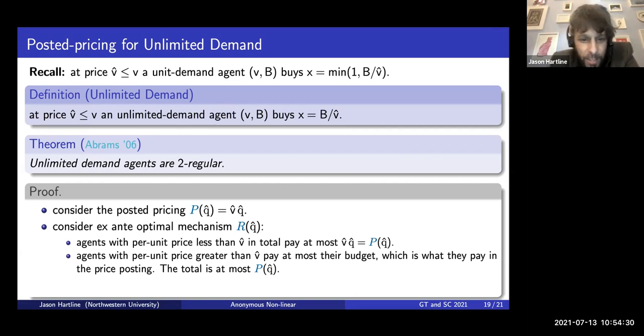So for agents with per unit price less than V hat, they pay at most this per unit price. For agents with per unit price greater than V hat, they pay at most the posted pricing revenue. And so combining these results, twice the posted pricing revenue is at least the ex-ante optimal revenue. Okay, great.